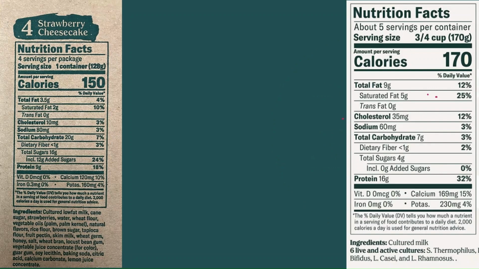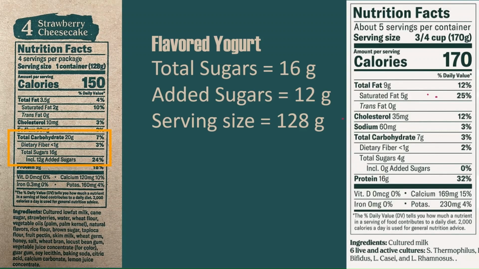So let's take a look at this by looking at a couple of yogurt labels. First we're going to look at the label for flavored yogurt, and we can see that on this label in the flavored yogurt there are 16 grams of total sugar and 12 of those are added sugars. Looking down at the ingredient list, I can see that the second ingredient is cane sugar, which is an added sugar, and that is adding sugars to the yogurt.